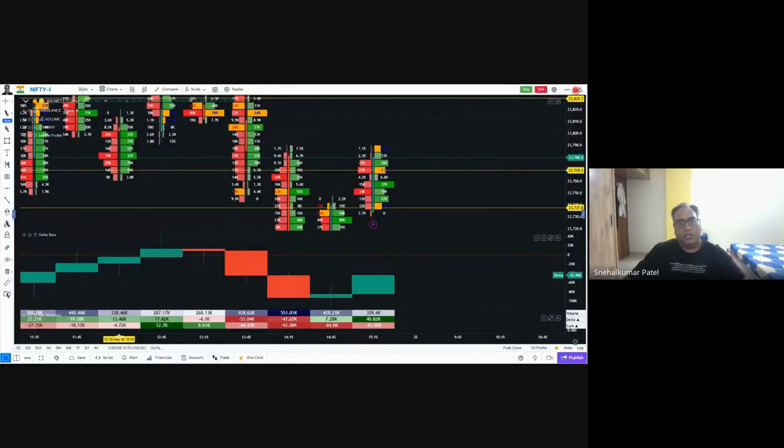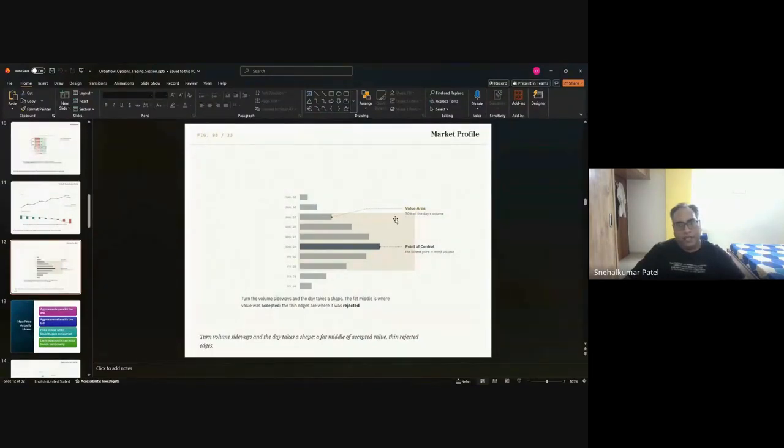Okay, so this is what we saw essentially. This is the value area, and this is the point of control where the maximum buyers and sellers were there. And outside the value area is the area where the participation of buyers and sellers is low.